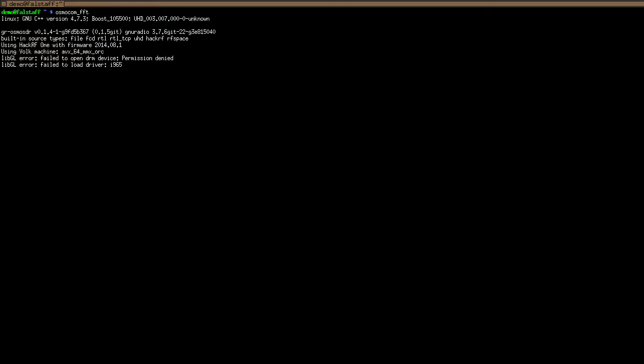Instead of using GNU Radio Companion, this time I'll use Osmocom FFT, which is a program that should be installed if you have GR Osmo SDR installed. And GR Osmo SDR is the interface for HackRF to GNU Radio. So it should be there if you've been using HackRF with GNU Radio and GNU Radio Companion.